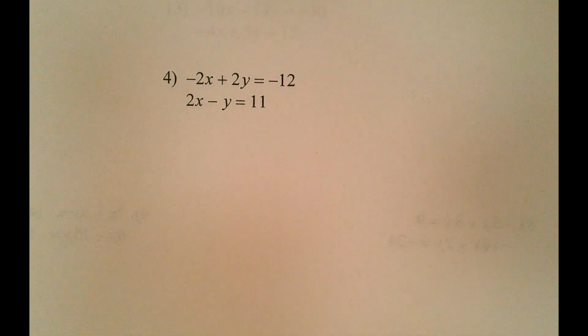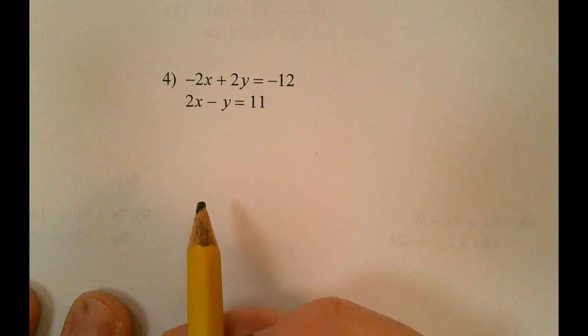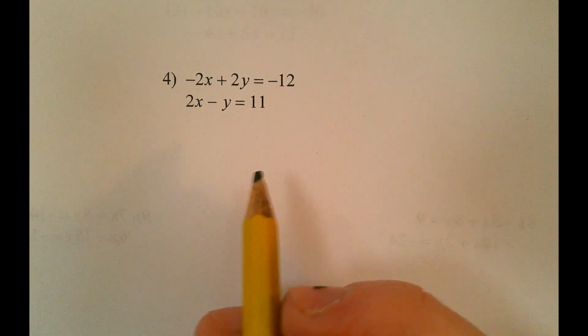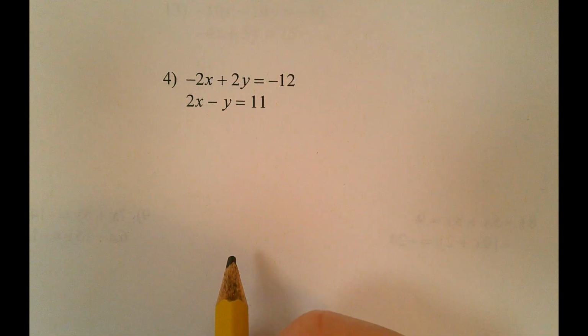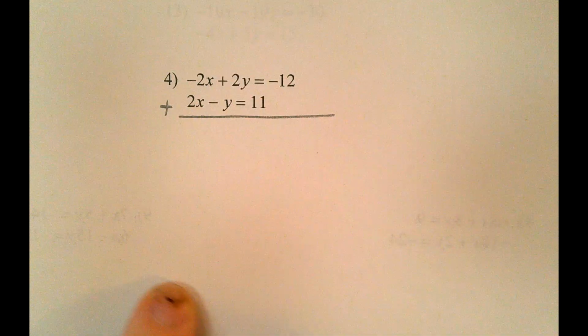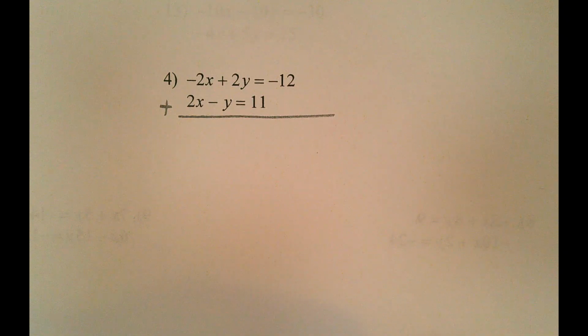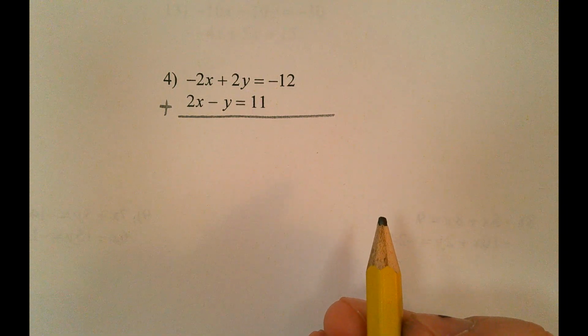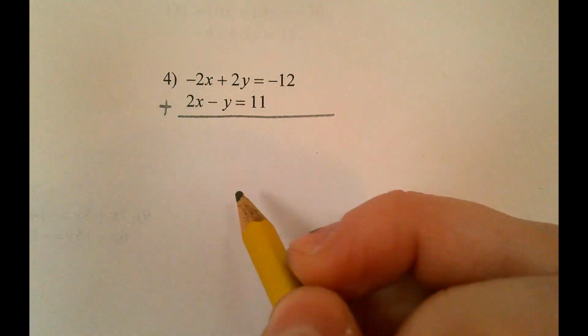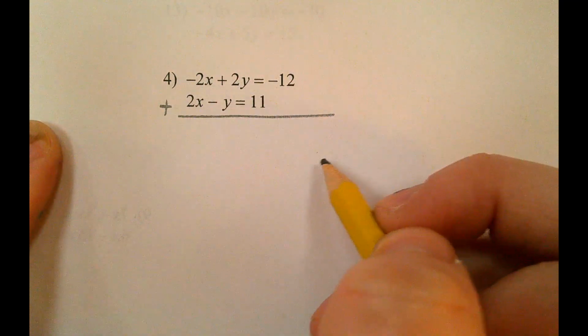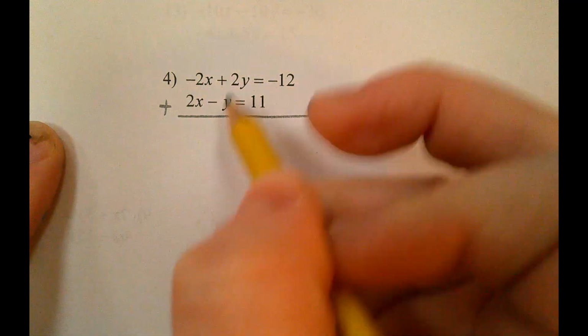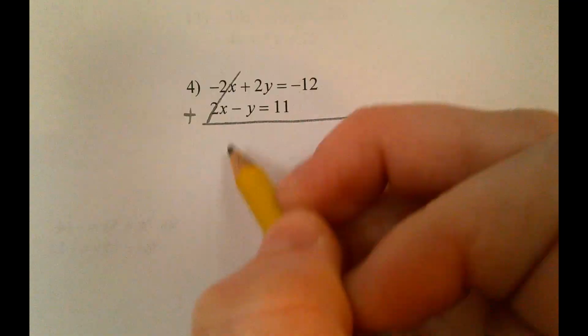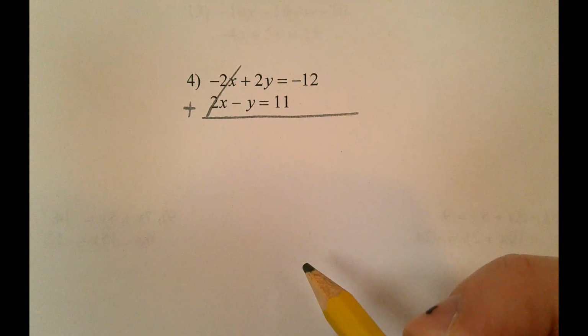So for number 4, my 2 equations are stacked up. What should I do to solve this? Add them together. Okay, so I'll just do that. Add straight up and down. So walk me through it. What am I adding together? Negative 2x and 2x. What does that give me? 0. They cancel. Okay, next.